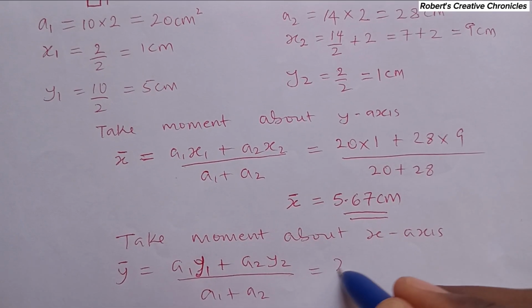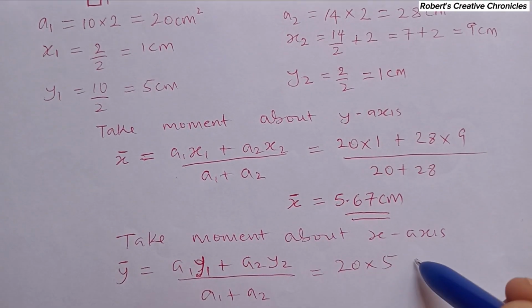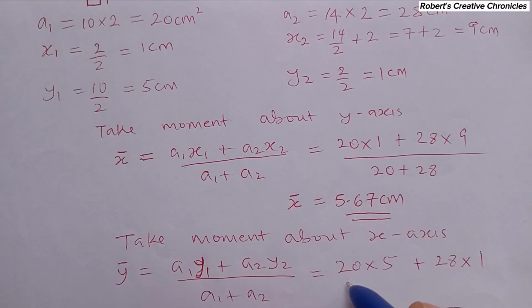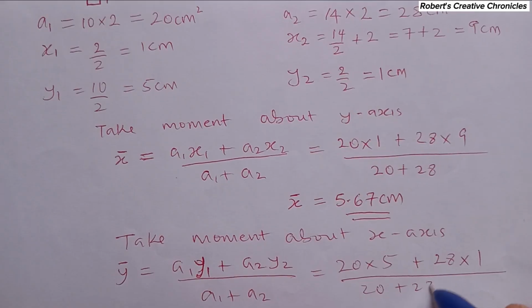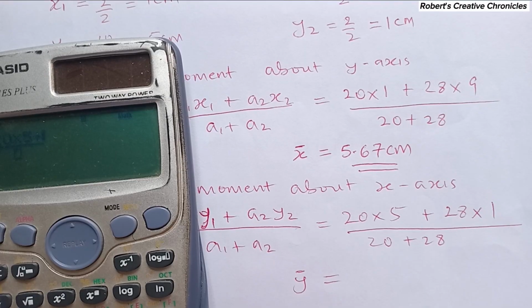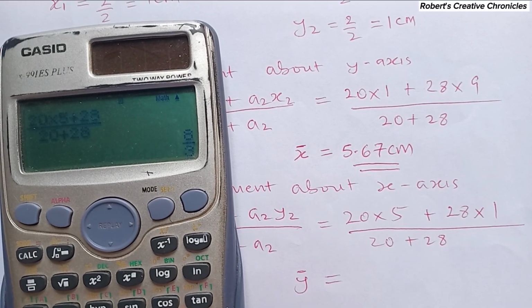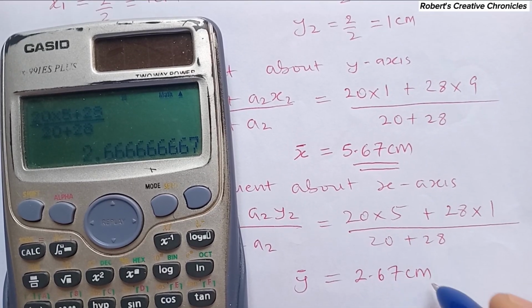This becomes 20 times y1, which is 5, plus 28 times y2, which is 1, over 20 plus 28. That is 20 times 5 plus 28 over 20 plus 28. This is 2.67 centimeters.